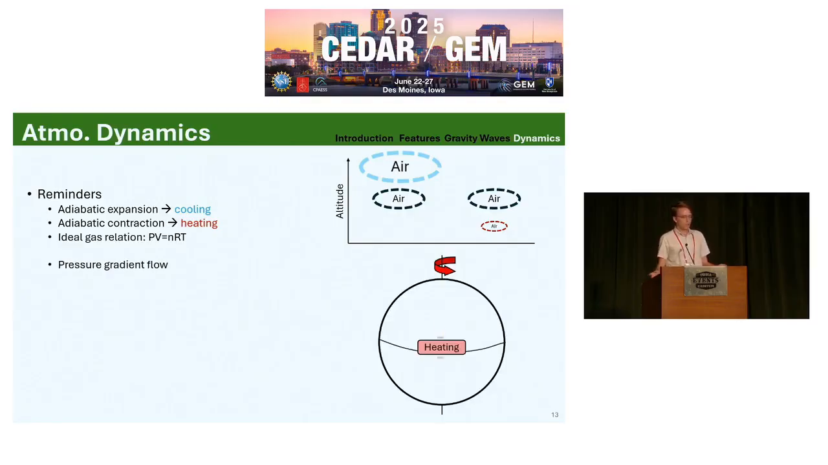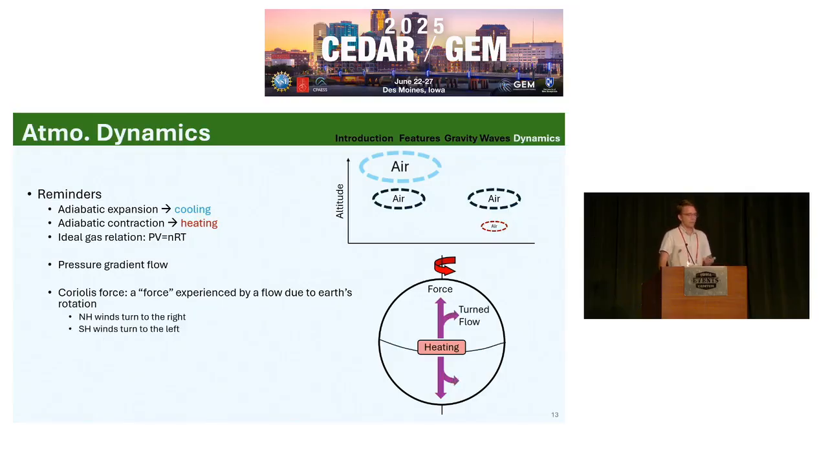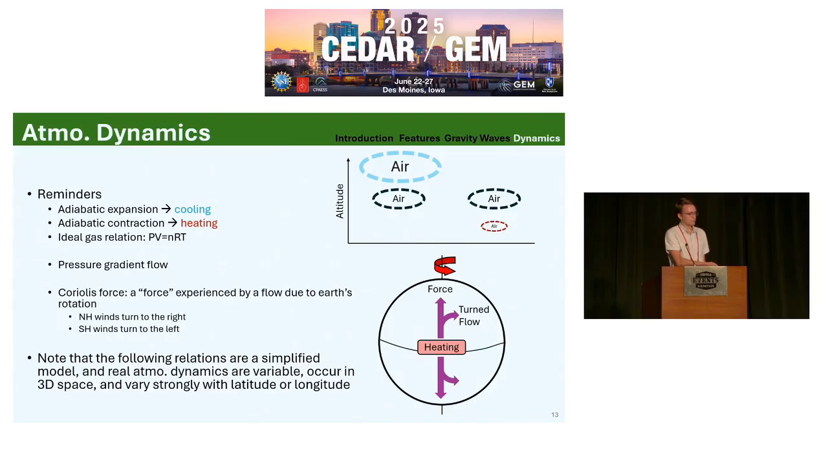You have pressure gradient flow, where air masses will generally flow away from a heated region. And Coriolis force, without getting too much into it, essentially is a pseudo force that causes a flow to turn to the right in the northern hemisphere and the left in the southern hemisphere.